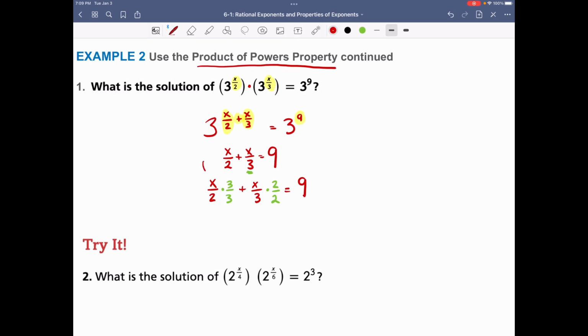So what we're doing right here is coming up with a like denominator. So 2 times 3 is 6, and 3 times 2 is 6. So find a common denominator. We'll write that in the notes. Find a common denominator.